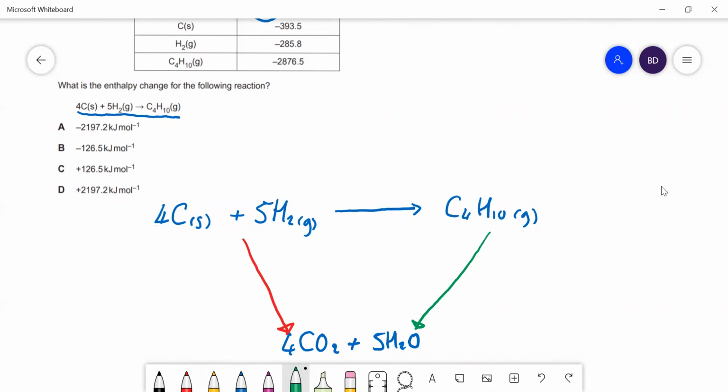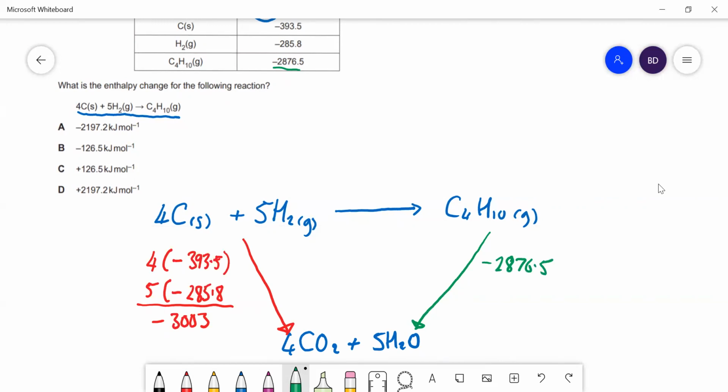Right, on this red arrow, we are burning 4 moles of carbon, so that's going to be 4 times 393.5. And it's going to be 5 times that for hydrogen, 5 times minus 285.8. We add all that up together, we get, what is it? Minus 3003 kilojoules. Okay, so that's minus 3003. This one is much more straightforward. All we've got to do is burn 1 mole of methane, so that's minus 2876.5. Now we need to work out this.